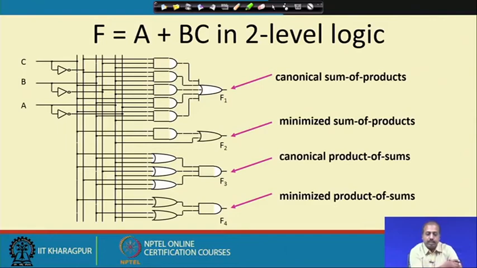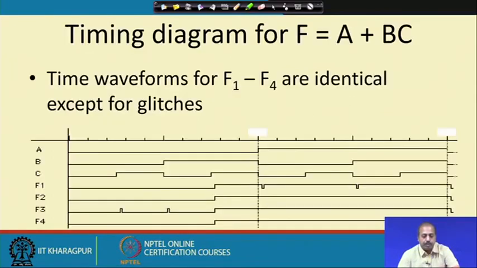Now, if we consider f equal to a plus b c, that function, we have 4 different realizations of the function. f1 is a canonical sum of product realization, f2 is the minimum sum of product. Here, a is connected to this OR gate, and b and c are ANDed, and that is fed to this OR gate. So f2 is the minimized sum of product, f3 is the canonical product of sum form, and f4 is the minimized product of sum. These are various realizations of the function f equal to a plus b c.